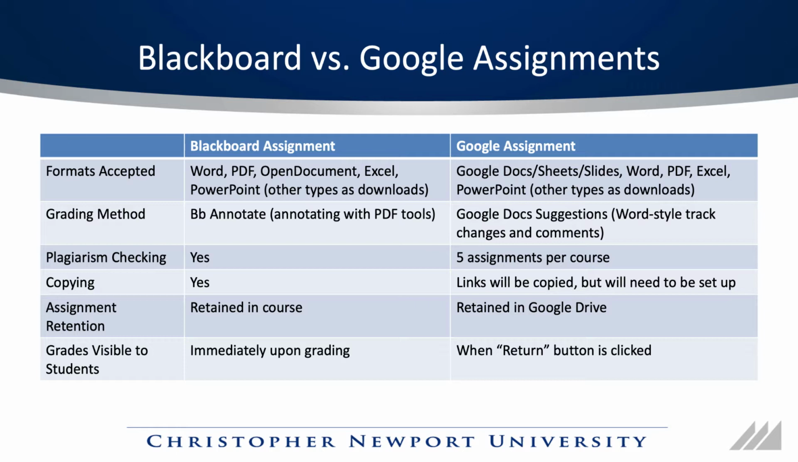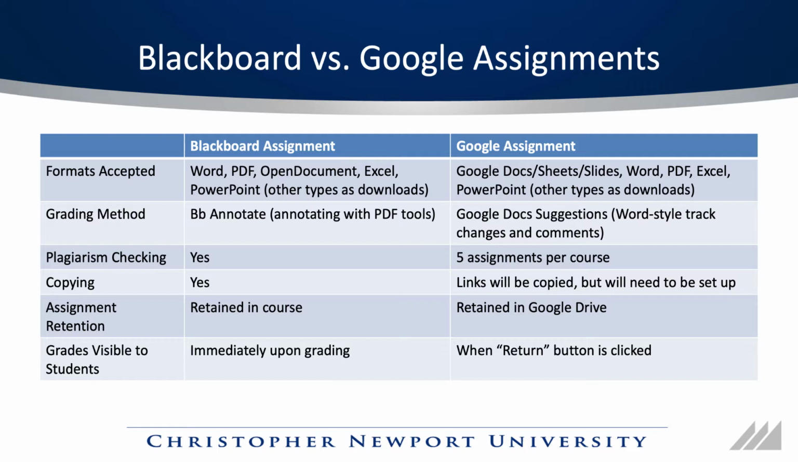Blackboard assignments are graded through BB Annotate, which is the PDF tool for annotations where you can add comments, you can draw on top of things, but it all goes on top of the document. Google assignments use the Google Docs suggestions. If you've ever used Word's track changes, it works the same way, and you can also comment on the assignments.